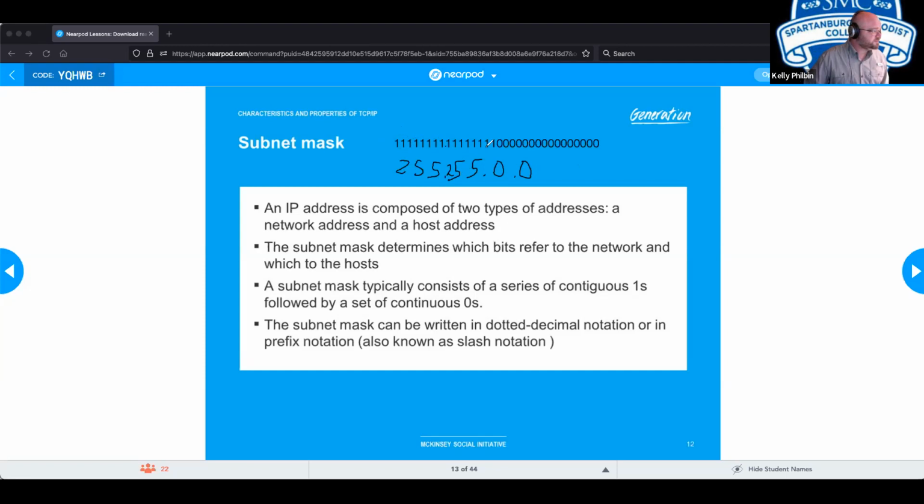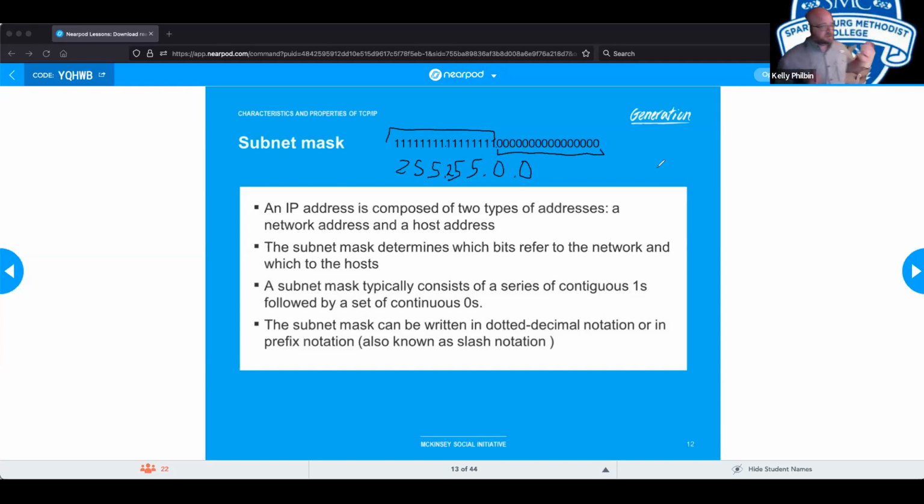The binary representation of this would be 16 ones followed by 16 zeros. So I've turned all of them on for the first two, and then all of them off for the last two. The computer sees it and goes, okay, this portion of the IP is going to be for my network. This portion of the IP is going to be for the host.